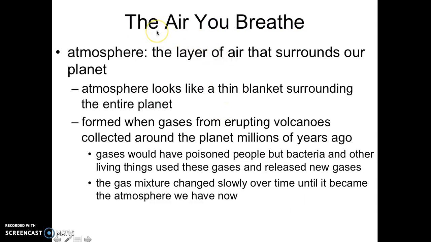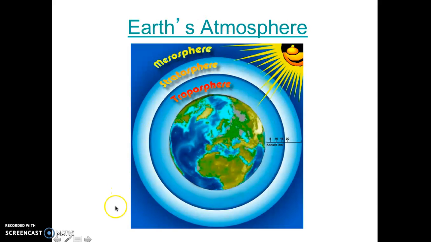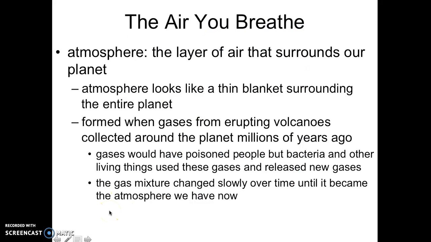So let's talk a little bit about the air that you breathe, okay? The atmosphere, again, right here, is a layer of air that surrounds our planet. If we were outside the planet looking down, the atmosphere looks kind of like a thin blanket that surrounds the entire planet, like a bubble. And the atmosphere was formed millions of years ago when volcanoes were erupting and releasing all of these gases.